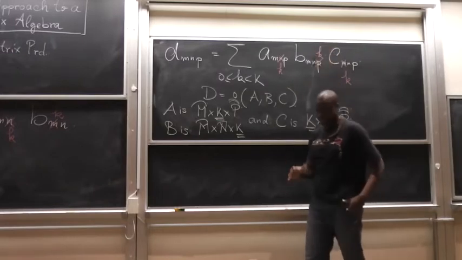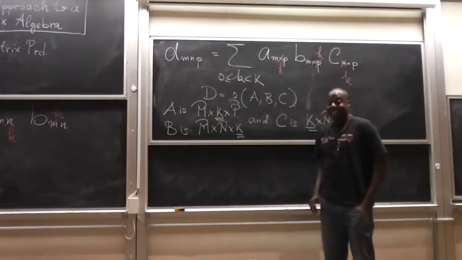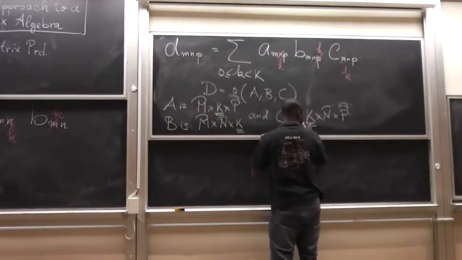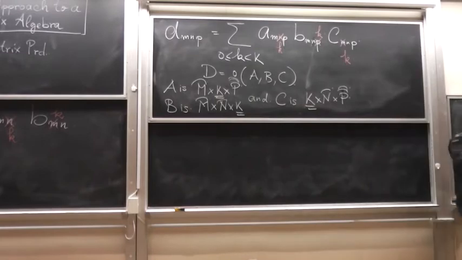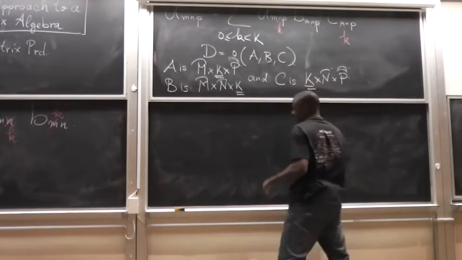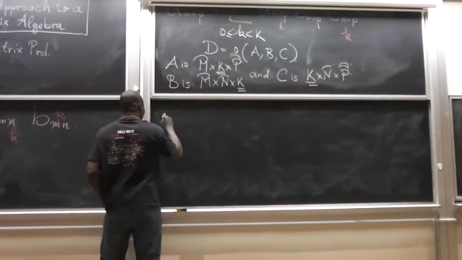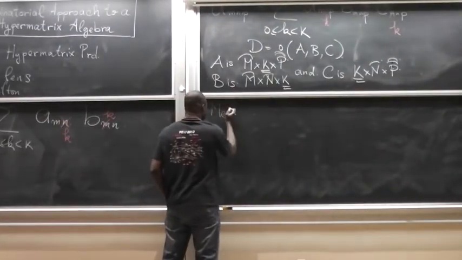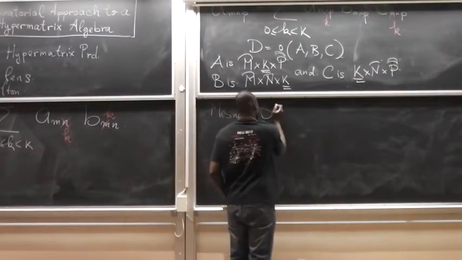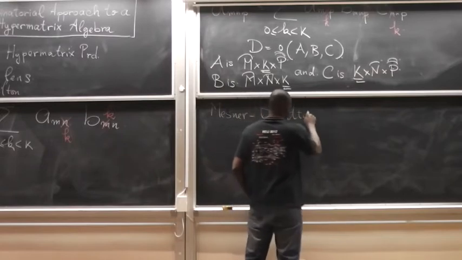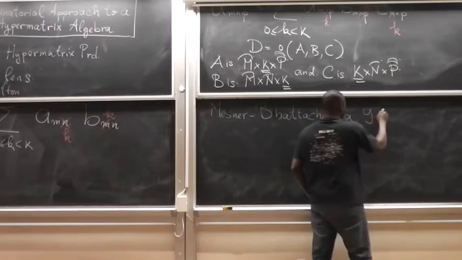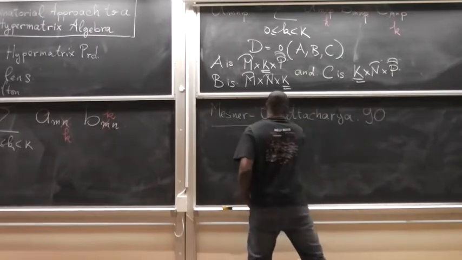Okay. Right. Yes? Does this have a history at all in terms of tensor contraction? Yes. And I should say this. This is a very important point. So this does have a history. This multiplication was proposed in the 90s by Messner and Bhattacharya. In the 90s, they actually suggested this multiplication.